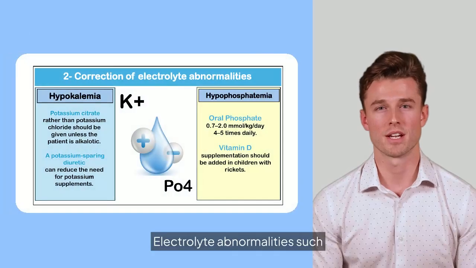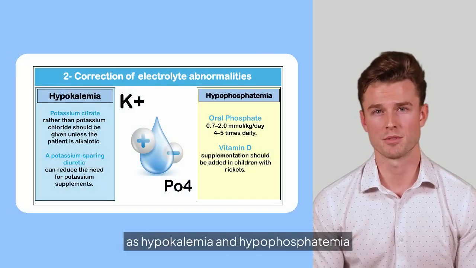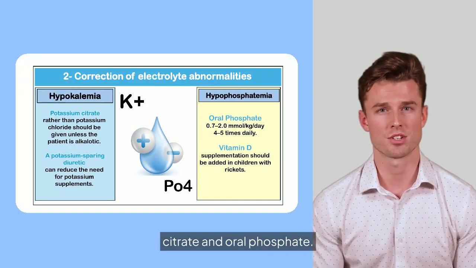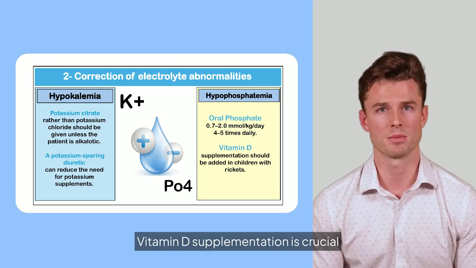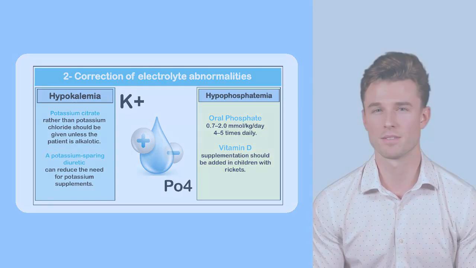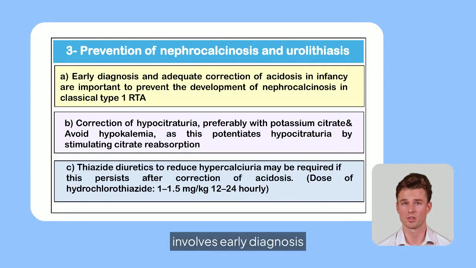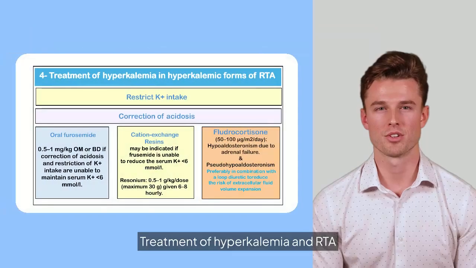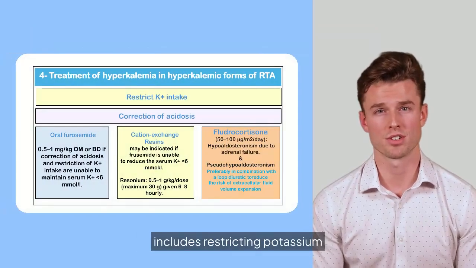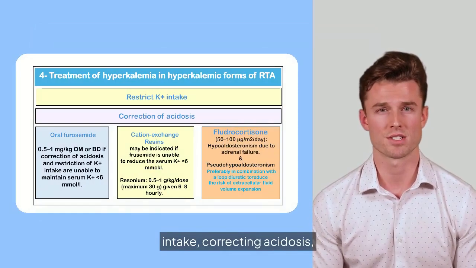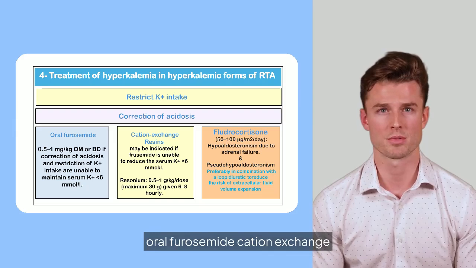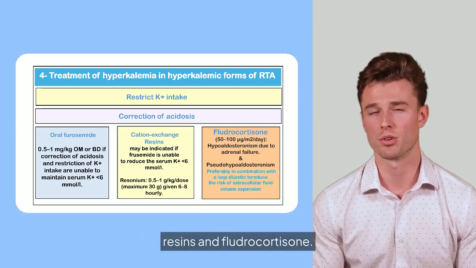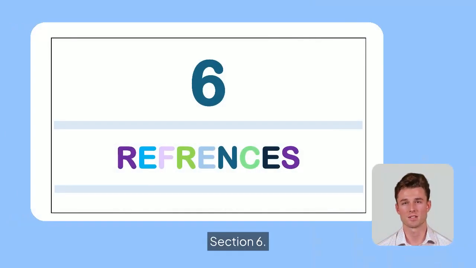Electrolyte abnormalities such as hypokalemia and hypophosphatemia are corrected with potassium citrate and oral phosphate. Vitamin D supplementation is crucial for children with rickets. Preventing nephrocalcinosis involves early diagnosis and correction of acidosis. Potassium citrate and thiazide diuretics help manage hypocitraturia and hypercalciuria, respectively. Treatment of hyperkalemia in RTA includes restricting potassium intake, correcting acidosis, and using medications like oral furosemide, cation exchange resins, and fludrocortisone.